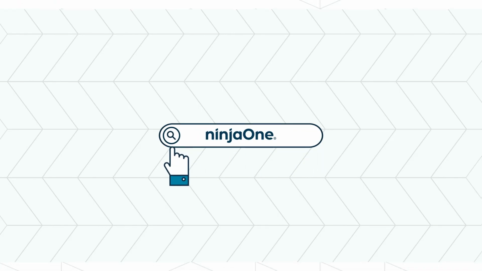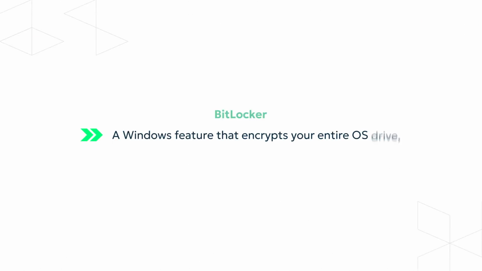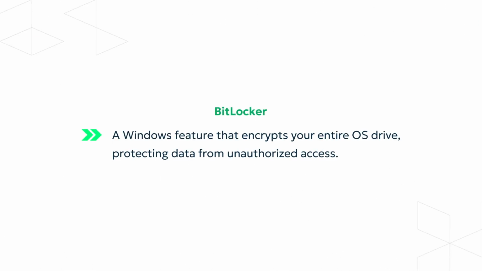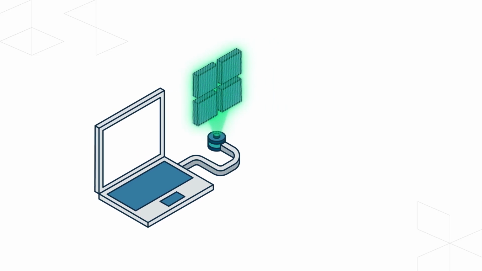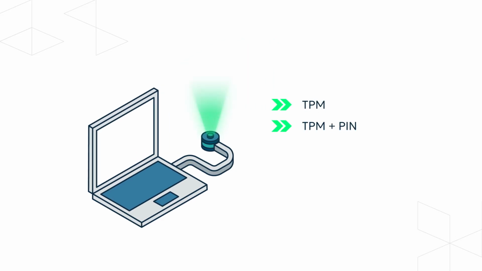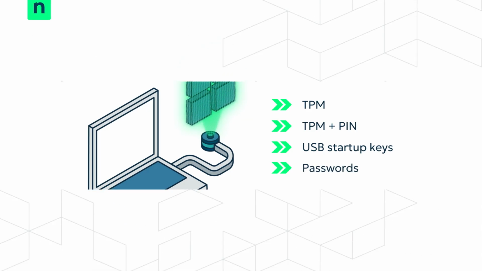Understanding BitLocker and why unlocking your OS drive matters. BitLocker is a Windows feature that encrypts your entire OS drive, protecting data from unauthorized access. Learning to unlock an OS drive encrypted by BitLocker in Windows 10 is vital for data recovery and system maintenance. It uses protection modes like TPM, TPM plus PIN, USB startup keys, and passwords, often combined for stronger security.